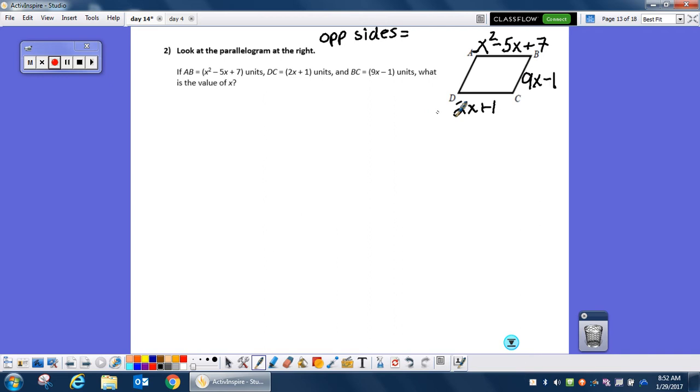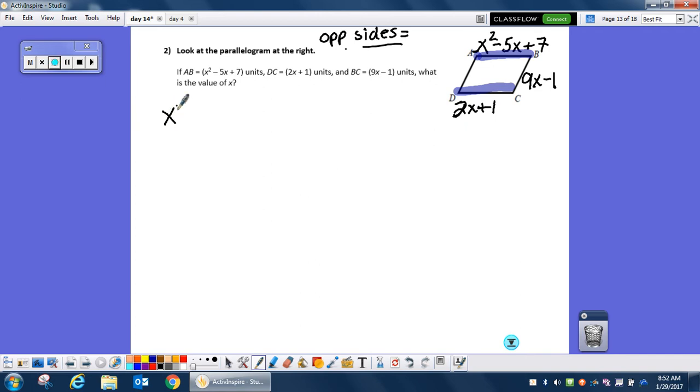Now, I've seen a lot of people adding all of these up and setting them equal to 360. Remember, the opposite sides are equal. We're not talking about angles right now. So you need to set the two opposite sides equal, and if you need to highlight them, that would be AB to DC, because those are the two side lengths that are the opposite. So you don't even need to use 9x minus 1.